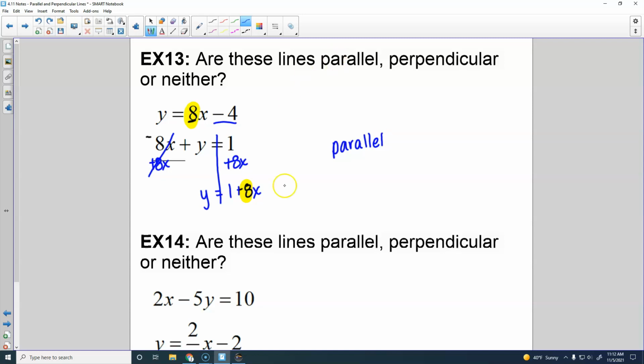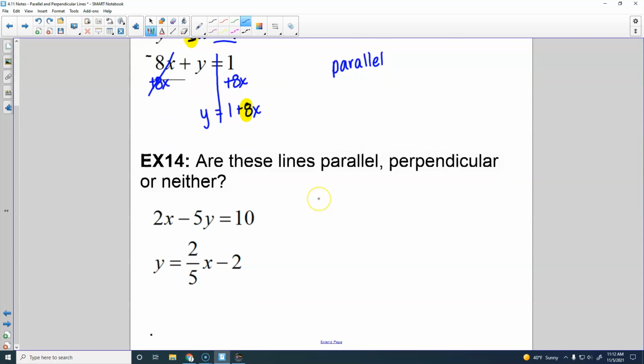All right, Passion, help me with number 14. That second one's already solved for y, so I don't have to mess with it yet, right? But that first one, I got 2x minus 5y equals 10. And I don't know the slope or the y-intercept of this line until I get it solved for y. So what would I have to do first to try to get that solved for y? Okay, just a 2. We're going to take away, but we're going to take the x with it.